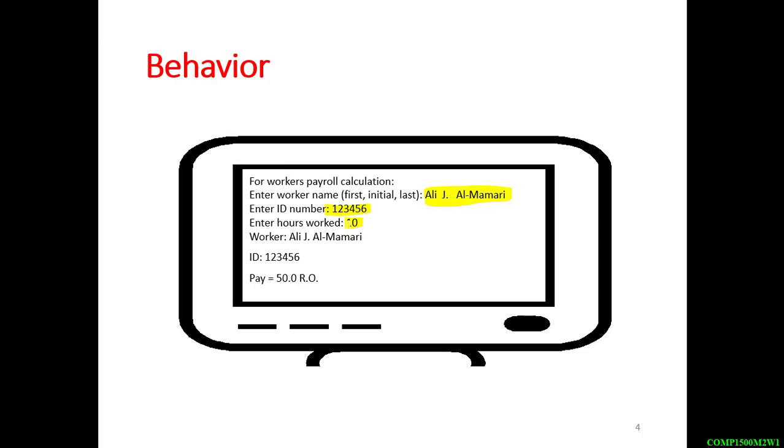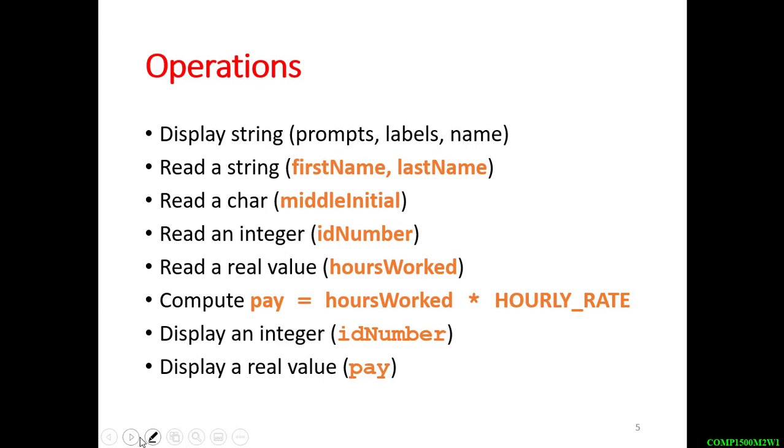Then we need to display the worker's name, because we have saved it already, so we can display it. We need to display the worker's ID, and we need to find the calculation, how much we pay him, and display the value. So we have different types of data in this question, and we are going to concentrate on all of this.